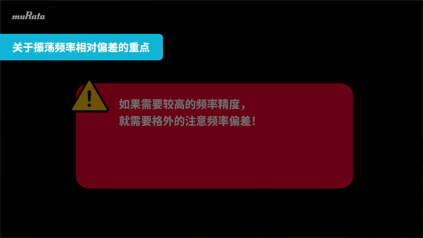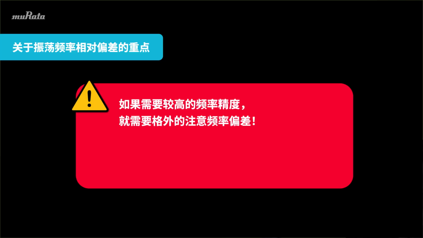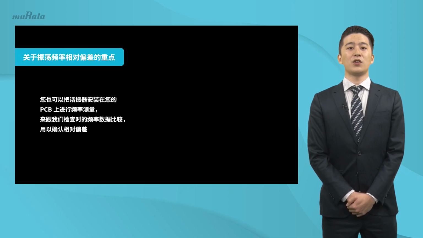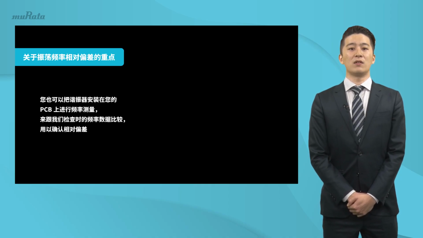When high frequency accuracy is required, it is necessary to confirm this deviation. When checking the oscillation frequency, be sure to check that the frequency correlation can be adjusted within the desired frequency range by adding this frequency correlation to the product specifications. For customers, the frequency correlation can be implemented by mounting a crystal with a previously known frequency on the board. The customer can then confirm by comparing the measured oscillation frequencies.